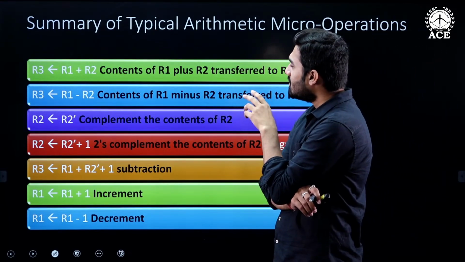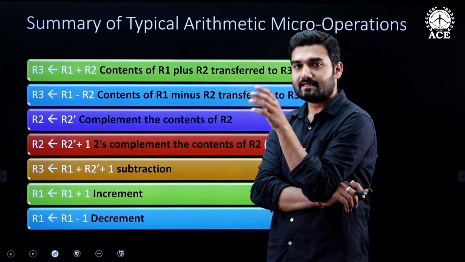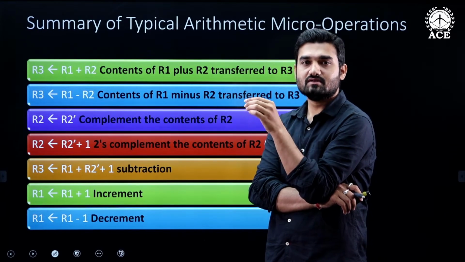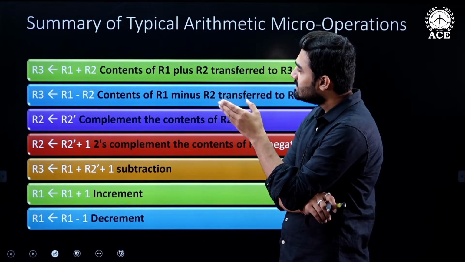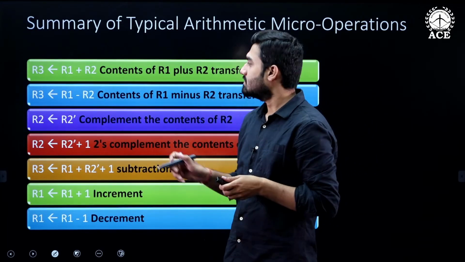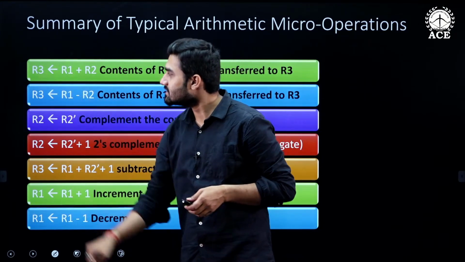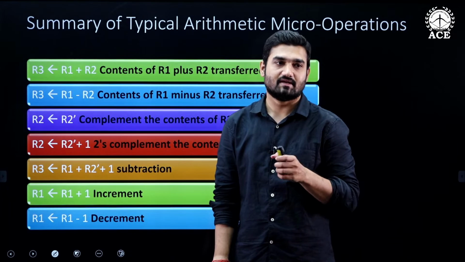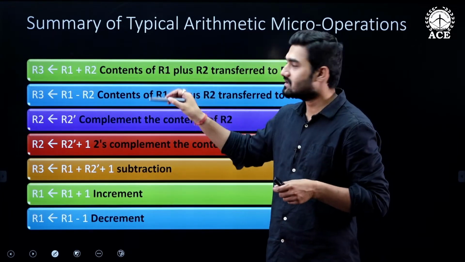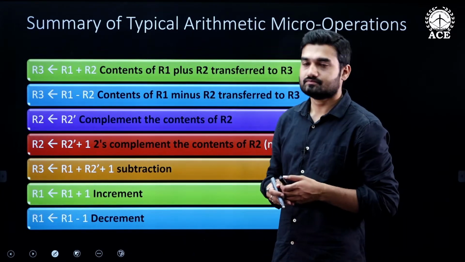So there is a micro operation for addition. Let us say I want to add the data present in the R1 register and the data present in the R2 register, and then that needs to go into the R3 register. Data in R1 and data in R2 has to be transferred into R3 after adding. How to read this: content of R1 plus R2 transfer to R3.